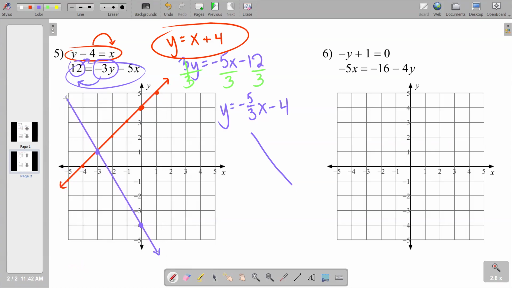And finally, we can name the solution point. What is the point of crossing? It is negative 3, positive 1.